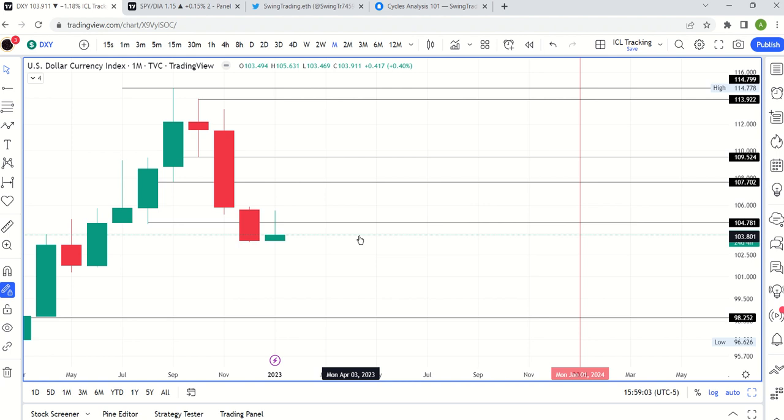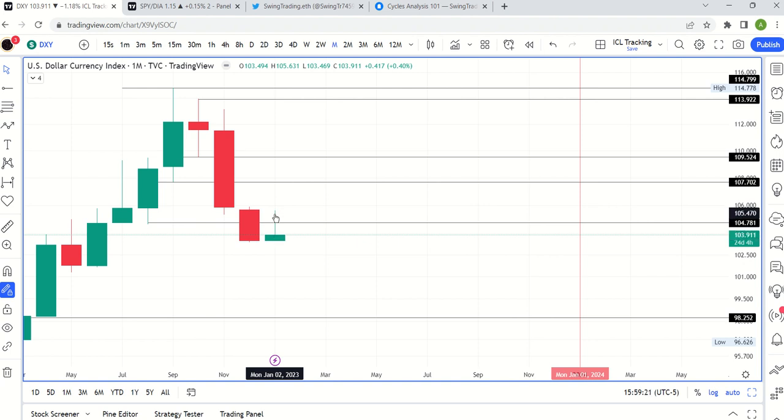Now, there's a catch, right? There's a big catch. While this is a green candle for the DXY for the January candle 2023, it's obviously really early as well. We've only had the first week trading. So this candle has a lot of ways to go in terms of what direction it can go in.